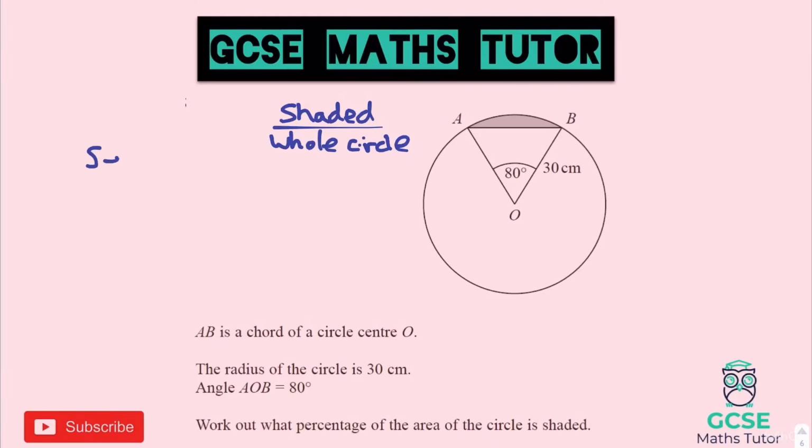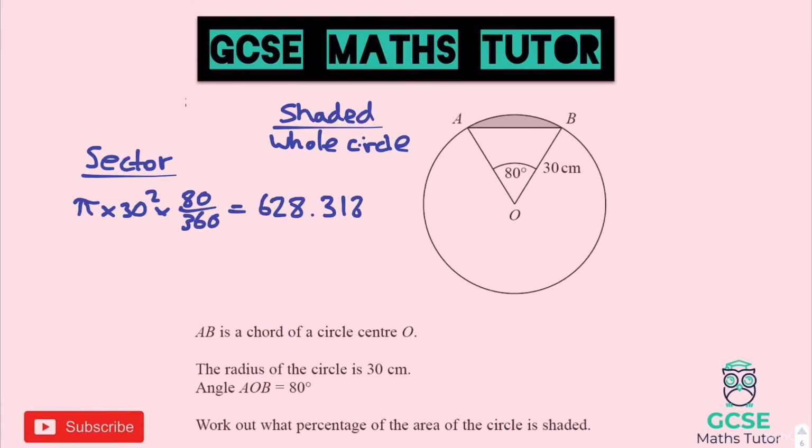Now we've got the sector, obviously, so we can work that out again. So the sector, we are going to do pi times 30 squared, the radius squared, times 80 out of 360. So let's see what we get for that. And that gives me a nice decimal here, 628 point 3185. Let's see, what does it say, what percentage of it is shaded? So nothing about rounding or anything here, so I'm just going to round it as appropriate. I'll keep to 4 decimal places for the moment. So there's the area of my sector.